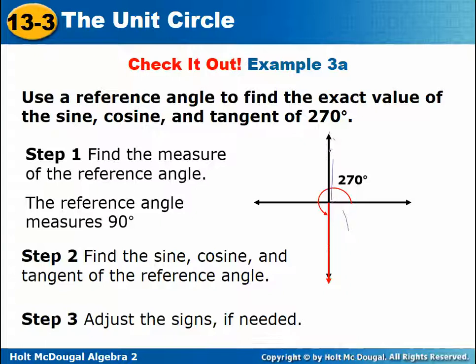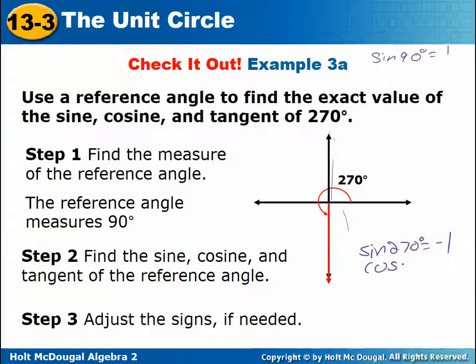And then you can look up what is the sine, cosine, and tangent of 90. You can look on the unit circle, or you can memorize some of these. The sine of 90 degrees is equal to 1. That might be one that you want to memorize. In 270, the sine of 270 is not straight up, it's straight down. So it's going to equal negative 1. So the sine of 270 equals negative 1.